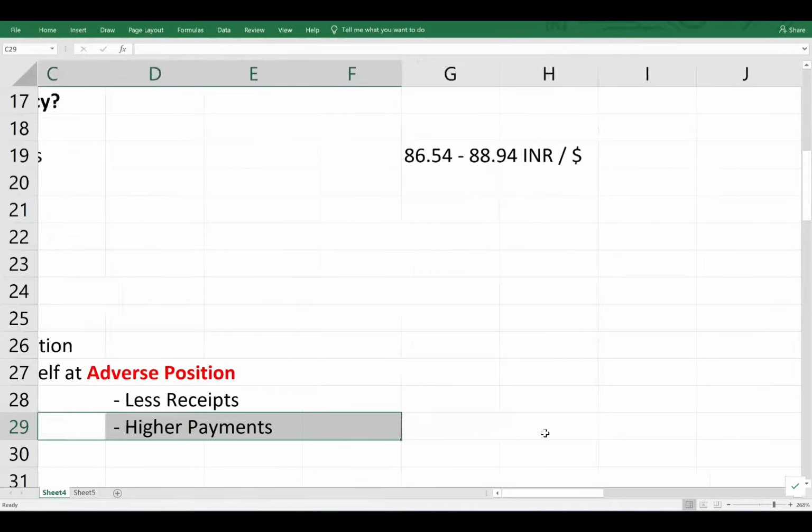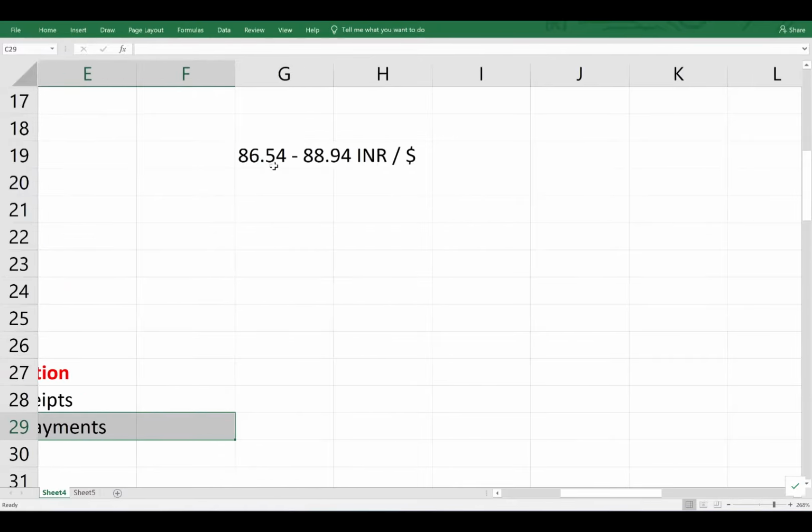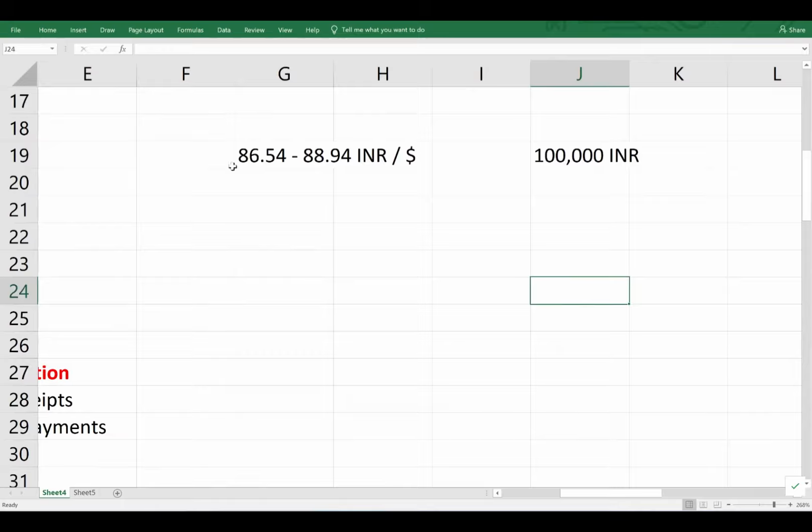Let's practice it. Let's say this is the exchange rate, and we are based in India here, because we have no dirham here, we have INR and dollar. We are based in India, and we have to pay 100,000 Indian rupee. So first of all, see, is it a division case or a multiplication case?